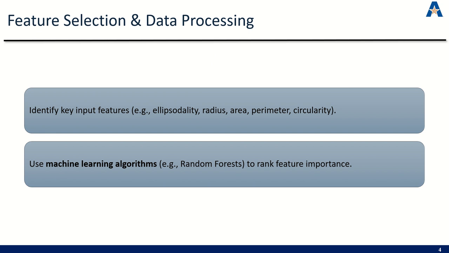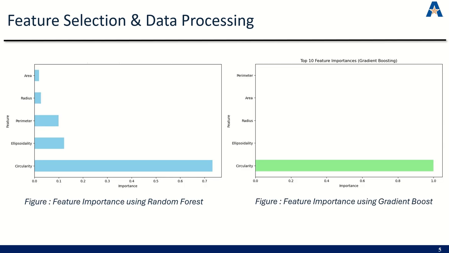I identified key input features like ellipsoidality, radius, area, perimeter, and circularity for each of the segments. I used a machine learning algorithm, for example, random forest. I also used gradient boost to rank feature importance. According to this recursive feature elimination, I found that circularity is the most important, and this is what we expected because this is what we're looking for.